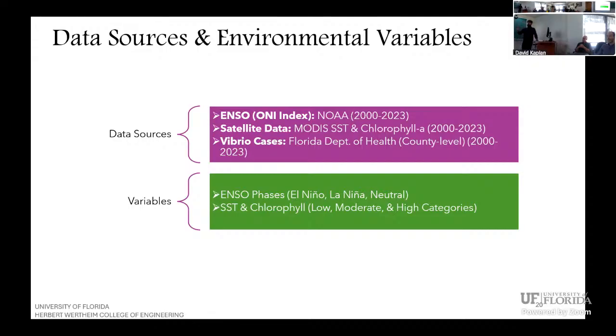So the logic here was to understand the influence of ENSO on chlorophyll and chlorophyll on Vibrio. And based upon that, in order to simplify the analysis, low, moderate, and high categories were chosen for SST and chlorophyll, and ENSO phases: La Nina, El Nino, and neutral phases. Neutral means when there is no significant anomaly of sea surface temperature.